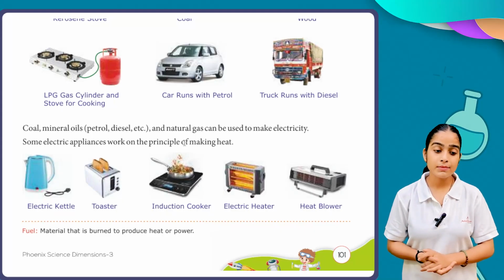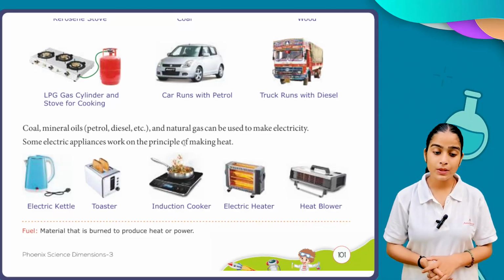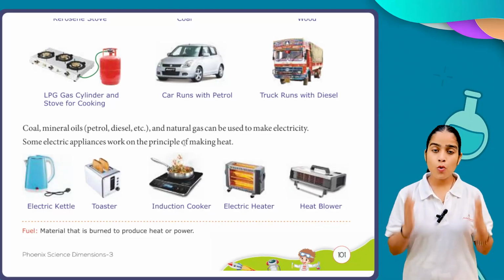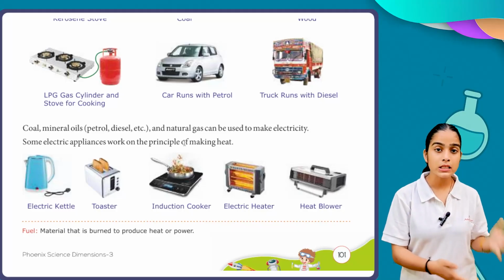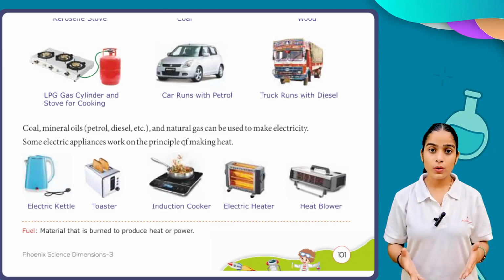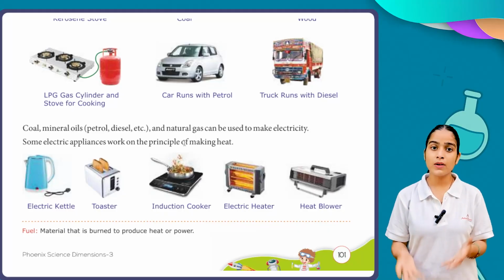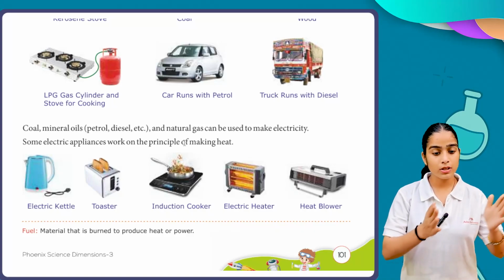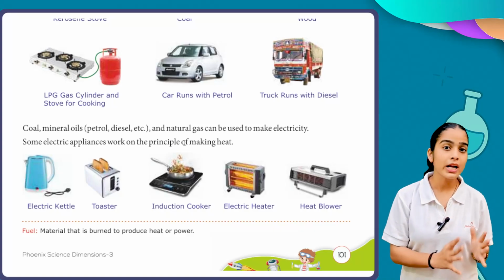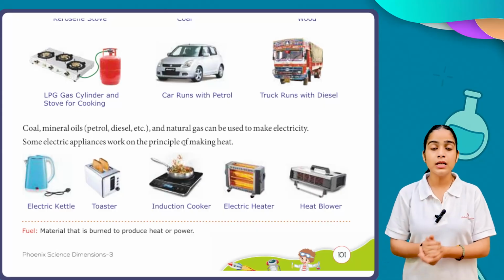Okay, next, some electrical appliances work on the principle of making heat. So we see so many things we have. One example is the heater which we use in winter season. It produces heat, and that is why we feel warm. So we have electrical appliances, but further they result in heat formation.